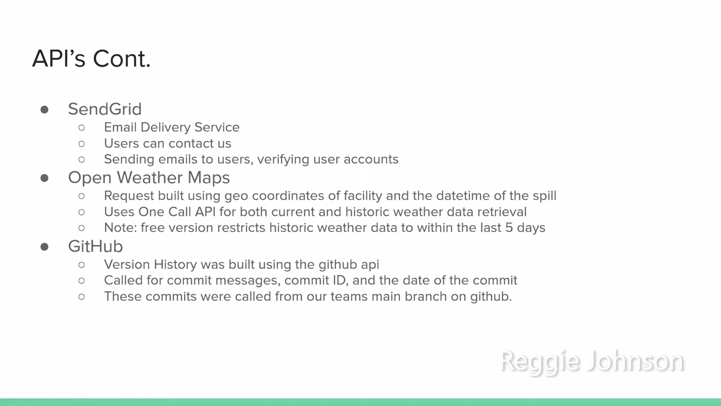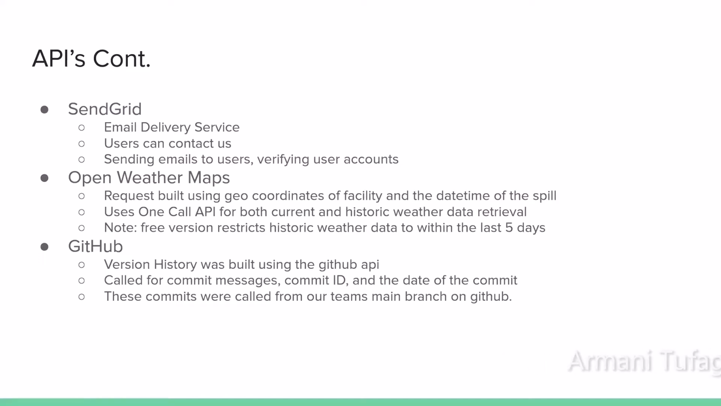Now, for communicating with our users, we use an email delivery service called SendGrid. This service allows us to contact our users and allows our users to contact us for sending requests and different requests for information. We also use this to verify user accounts, to reset passwords, and so on.